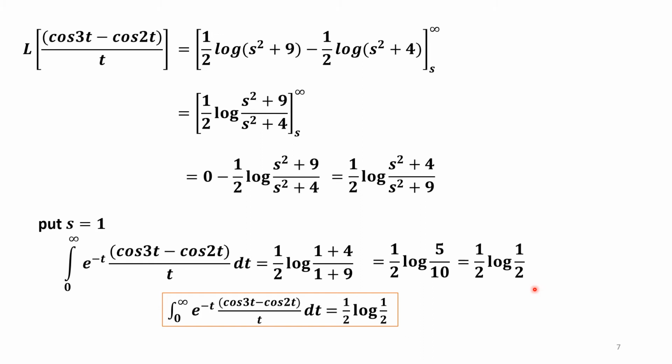It is going to be a constant value always because we are having e raised to minus t. If you have e raised to minus st, then this will be the answer. Since instead of s we are having 1 here, we are putting s is equal to 1 in that answer and calculating the value of this definite integral.